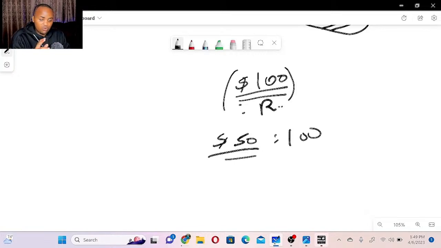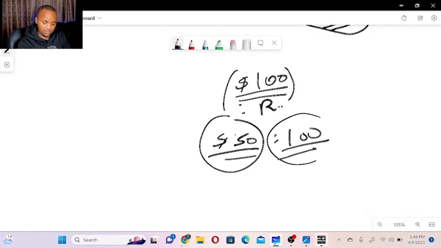Because there are some people who have $100 in their account and they want to risk 50%. That does not make sense, because you will be losing half your account. But you see, if you want a risk reward ratio of this one, you are willing to lose 50, so that you can stay longer in the market.